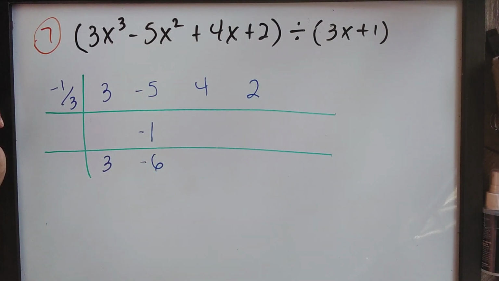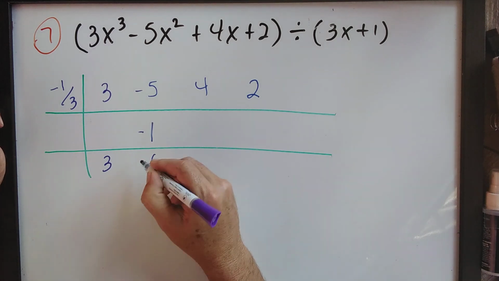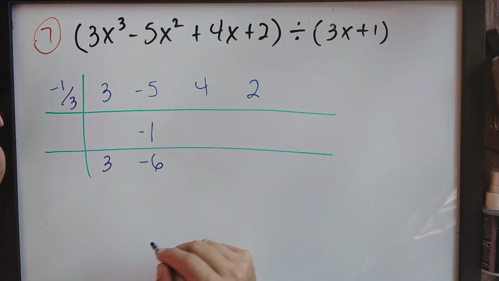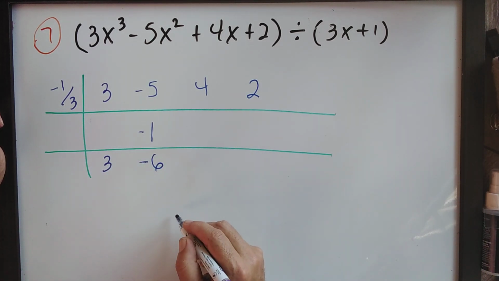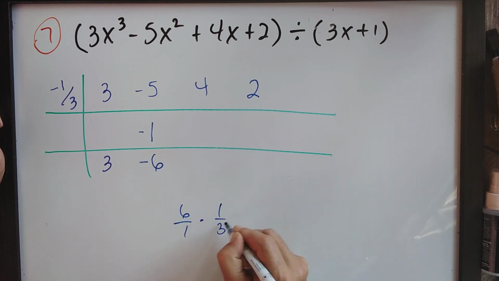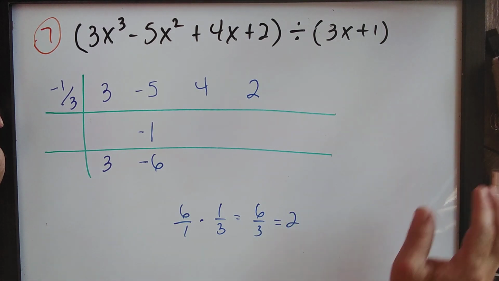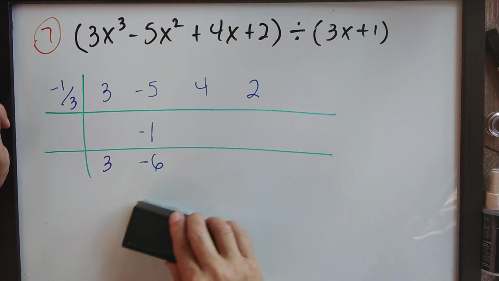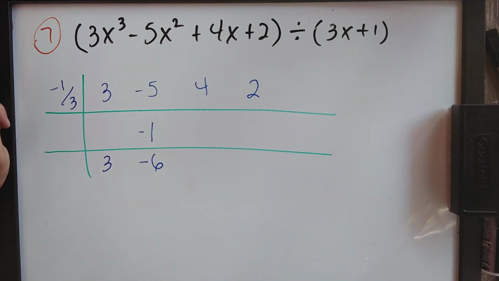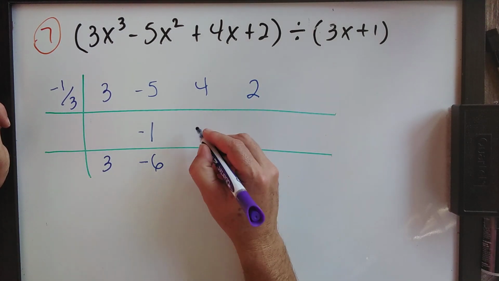What is -6 times -1/3? I know it's going to be a positive because a negative times a negative is a positive. And then what is 6 times 1/3? 6 over 1 times 1 over 3 gives you what? 6 over 3, which is 2. So again, that is -6 times -1/3 is +2.